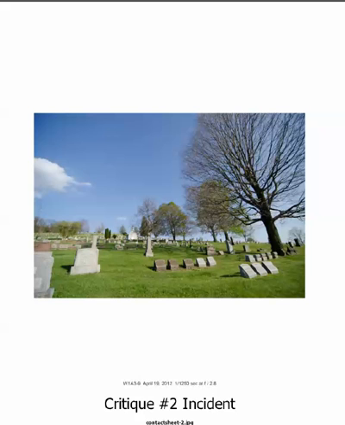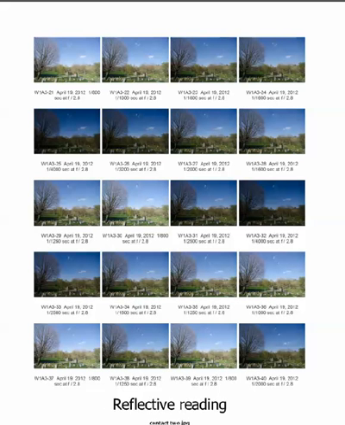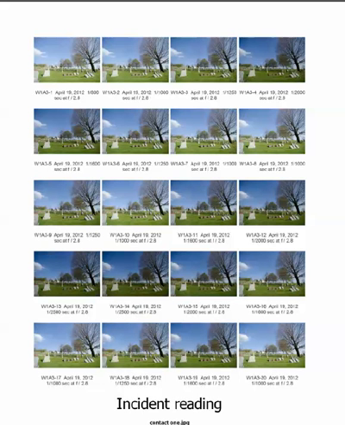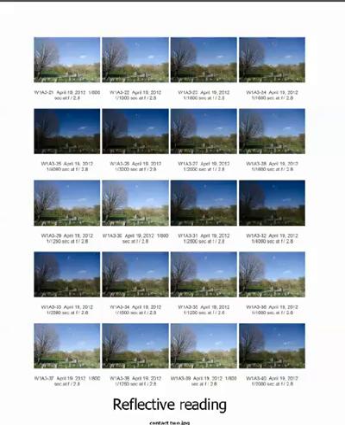I don't know why. But anyway, what you did was you took 2 different compositions of a landscape, both broad, and you shot all incident readings. You went around in the area and you metered a bunch of different types of light, and you gave us the exposures that were yielded from your meter. And then you did the same thing for reflective.